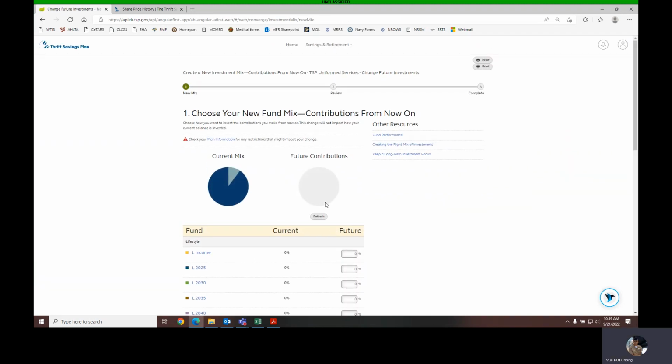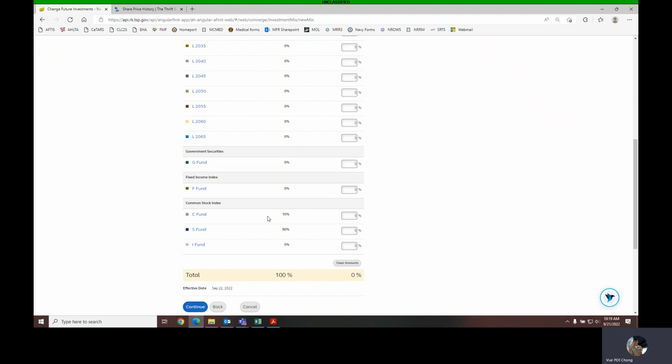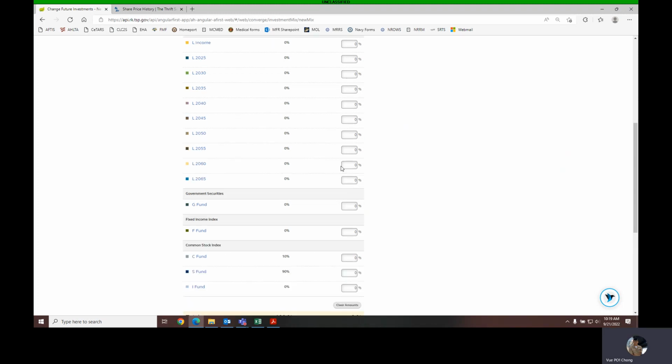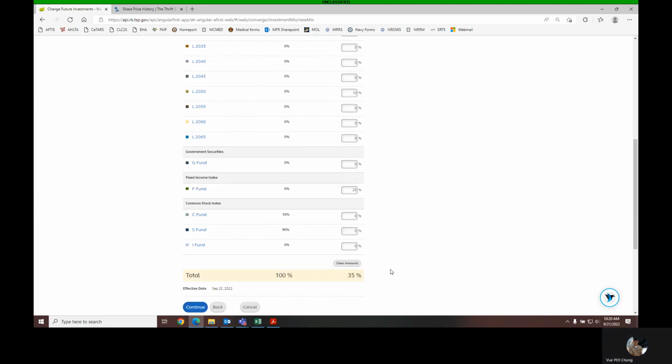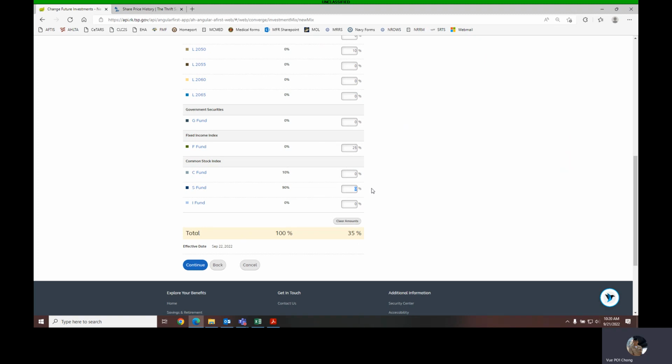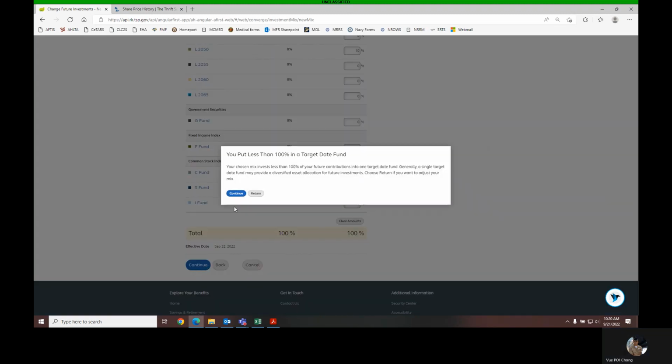Right. So again, mine is at 10% C, 90% S, for the reason that S is underperforming right now, which is a good thing. We want to buy it while it's low and then sell it when it's high. If you want to buy more of the other pots, you can. So if you want to do 10% here, if you want to do 25 here, and let's say 65 here. Click continue.